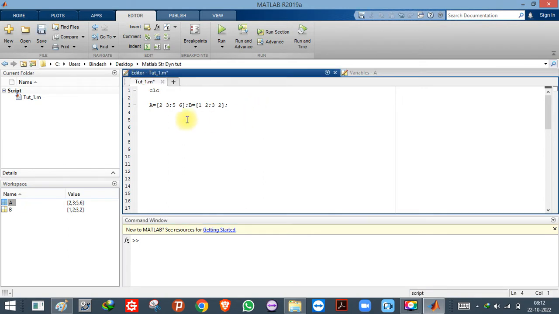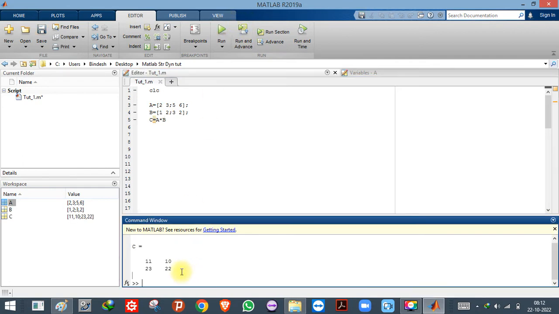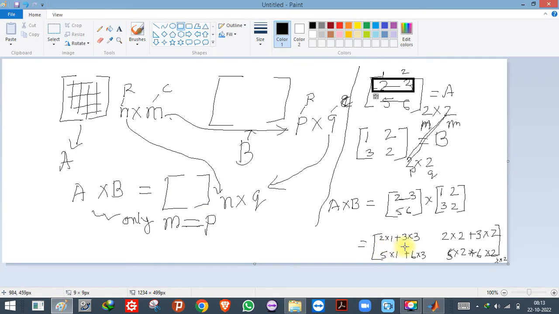Now I can operate. You can just press enter and keep it in the second line, no problem. And I can operate. Now I want to get a C matrix. C will be A star B. Now if I execute, I am getting A star B is 11, 10, 23, 22. Now how 11? See, this is 9 plus 2, 11. So likewise we have got a matrix.